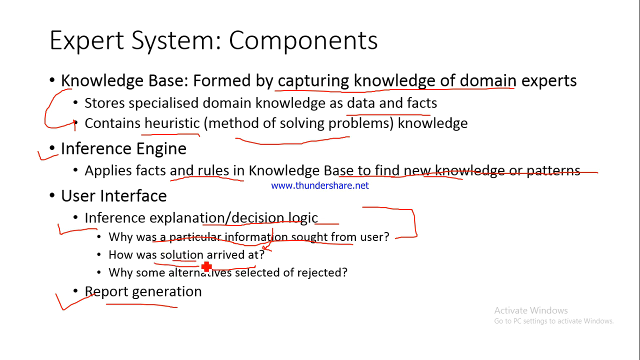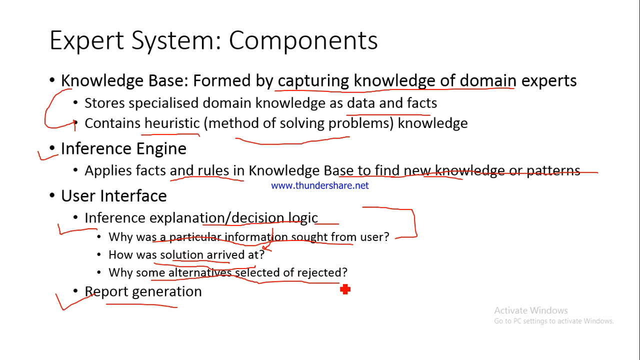So this would also be explained by the inference engine, and the inference engine would also explain why it has selected some options while it has rejected the other ones. So the inference engine would provide some alternatives to the user, so that he can make his decision, right? So the user is being provided with alternatives.